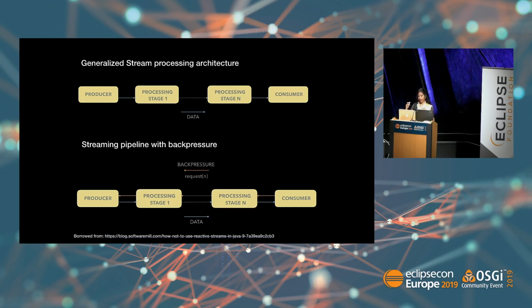Here, the back pressure actually sends a request to the producer saying the consumer can only process n requests, so please just send n requests. Do not send more than that. In this way, we are making sure there is a continuous processing of your data.